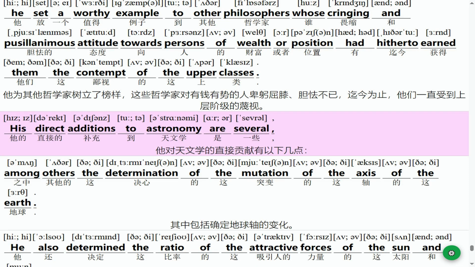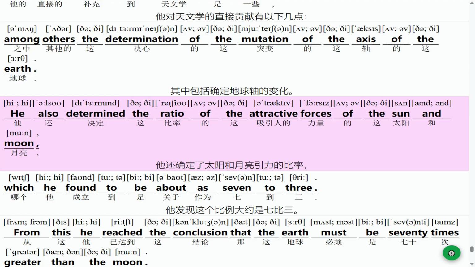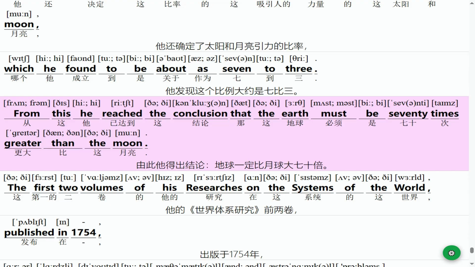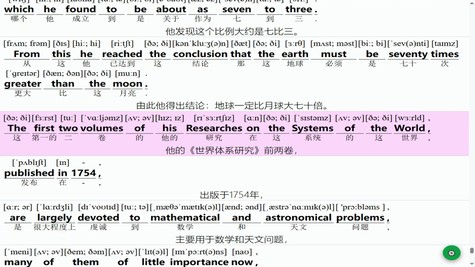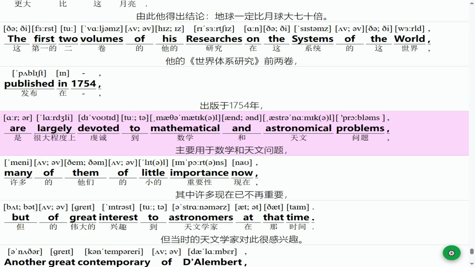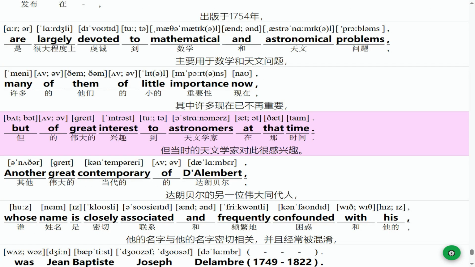His direct additions to astronomy are several, among others the determination of the mutation of the axis of the Earth. He also determined the ratio of the attractive forces of the sun and moon, which he found to be about as 7:3. From this he reached the conclusion that the Earth must be 70 times greater than the moon. The first 2 volumes of his researches on the systems of the world, published in 1754, are largely devoted to mathematical and astronomical problems, many of them of little importance now, but of great interest to astronomers at that time.